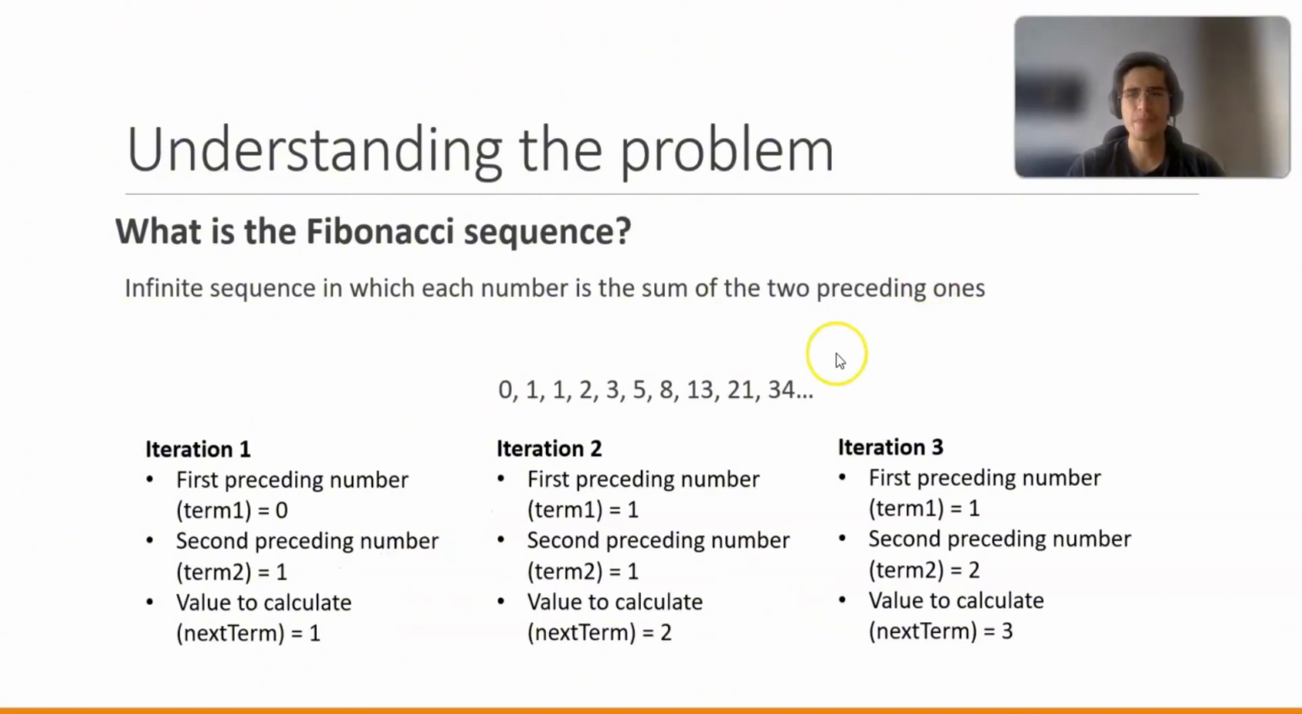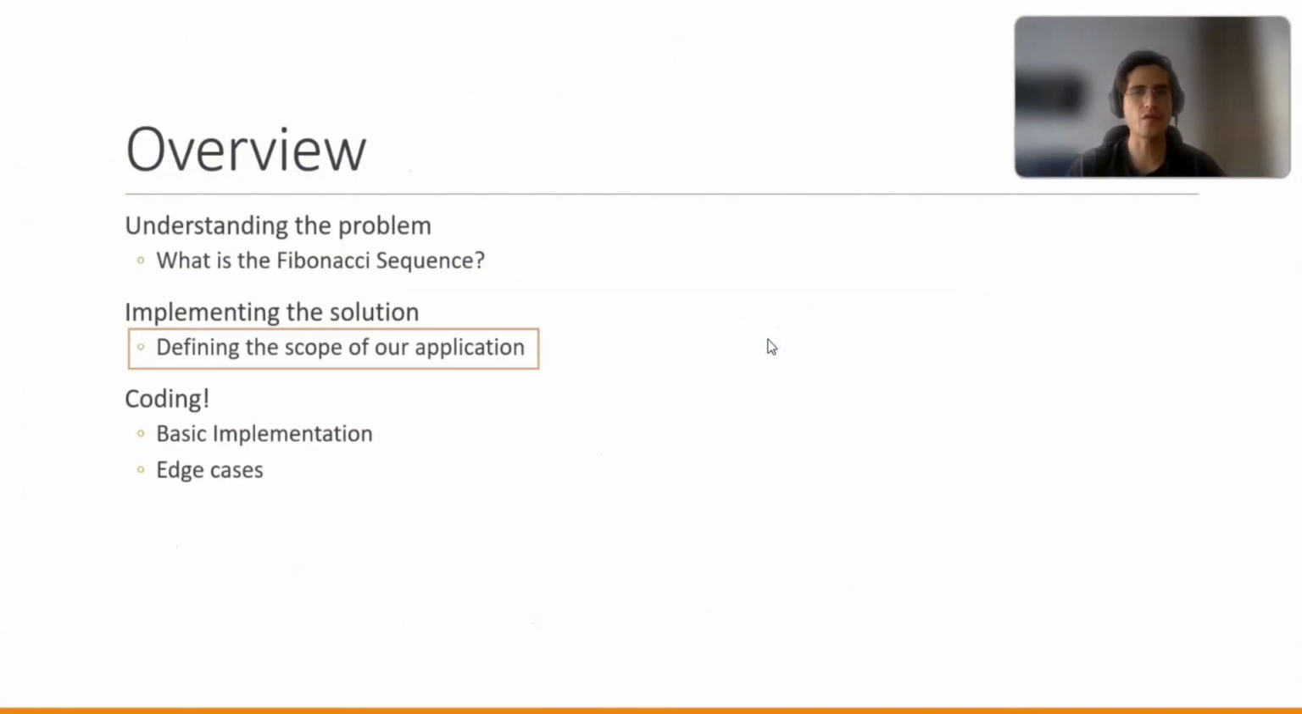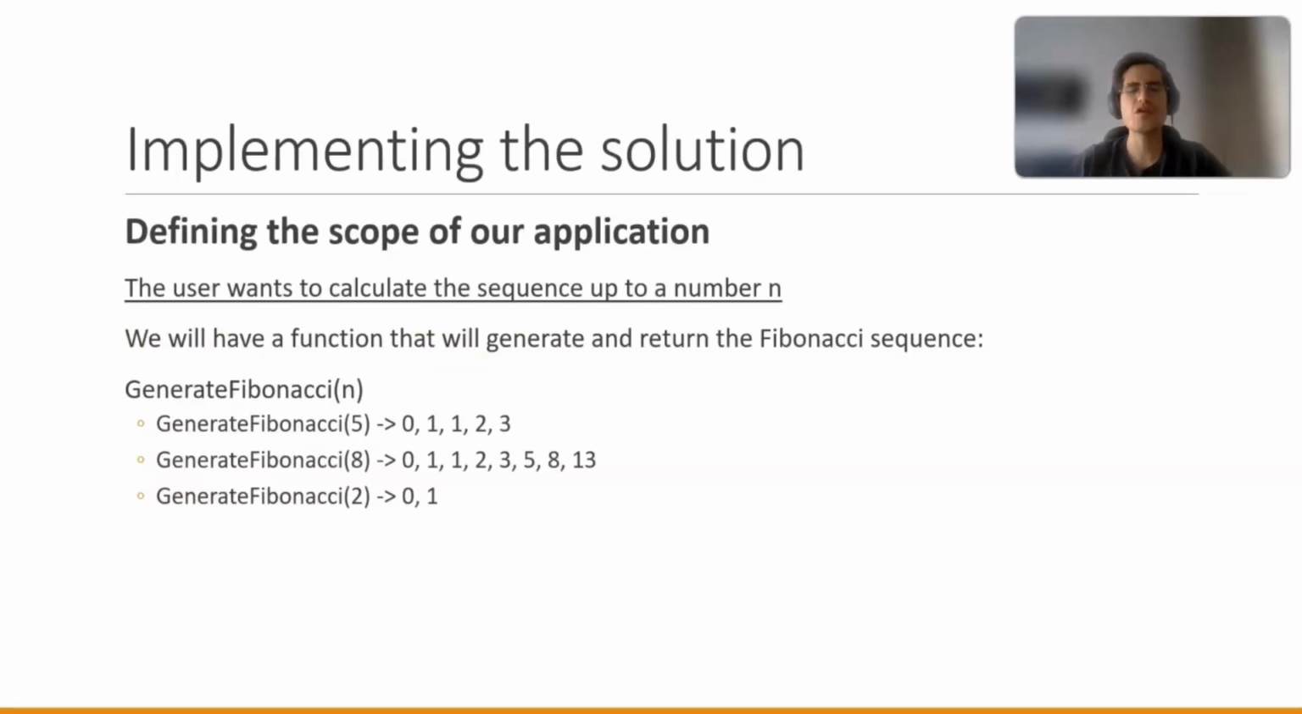So hopefully you understand this, because now we can continue by implementing the solution. Now that we have a clear idea of what the Fibonacci sequence is, we need to have a clear idea of what the scope of our application is. And usually in the real world, in order to do that, the user will give us the requirement, whatever they need our application to do. So for this example, we will assume that the requirement is that the user wants to calculate the sequence up to a number n.